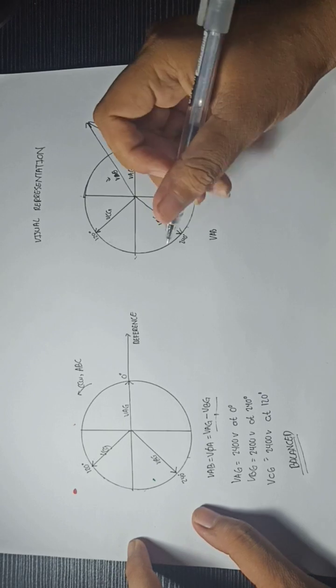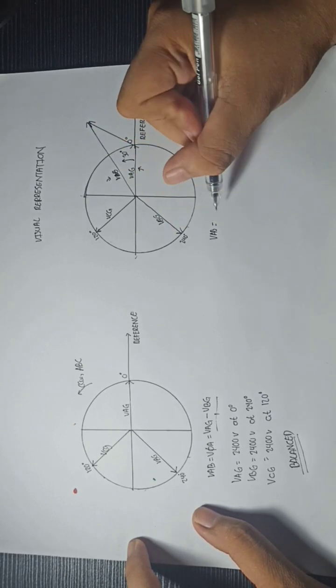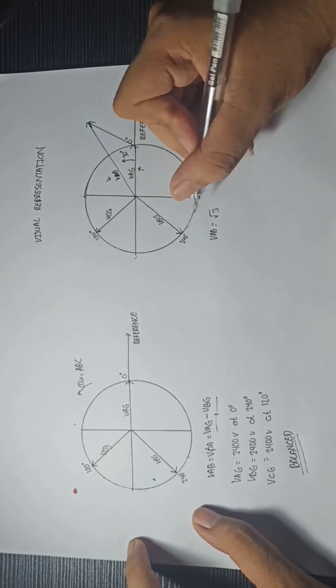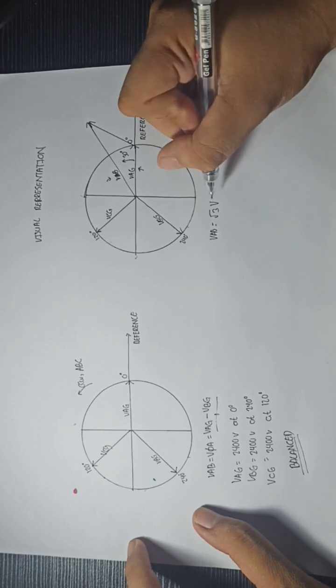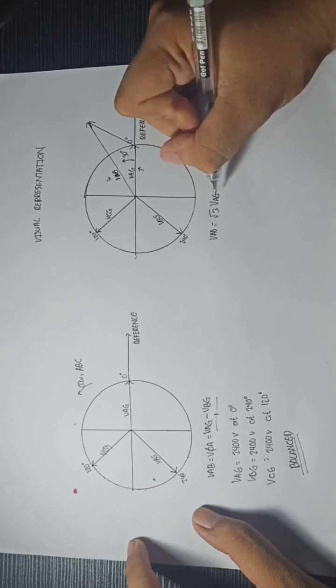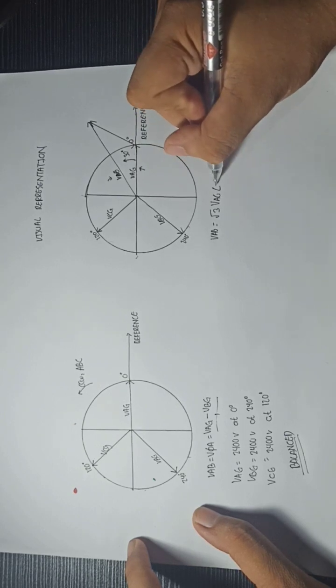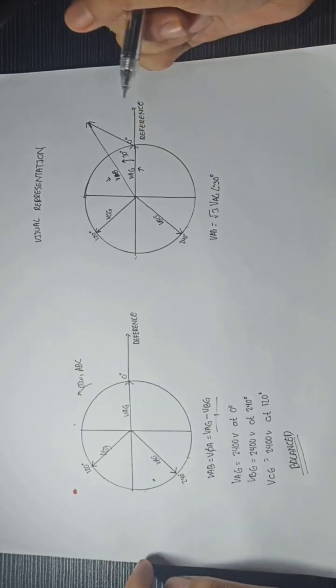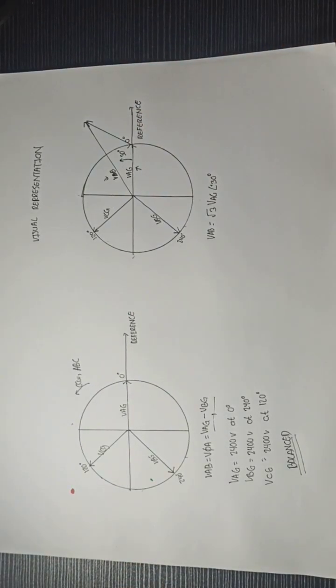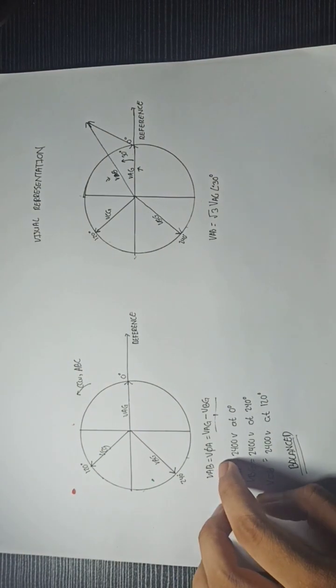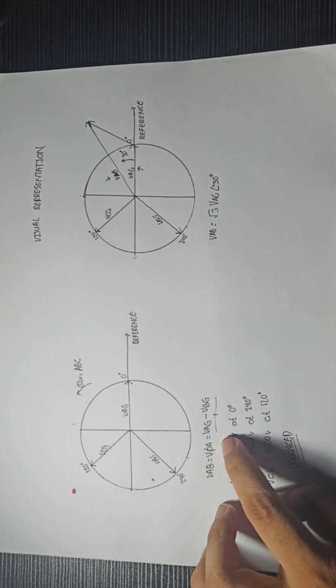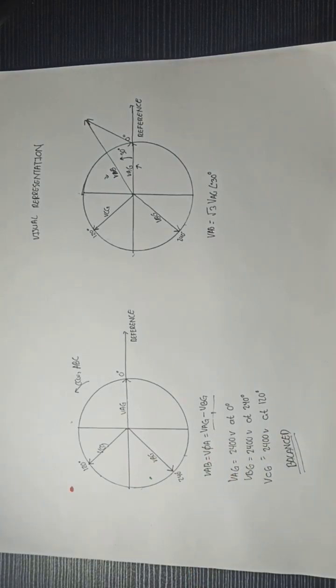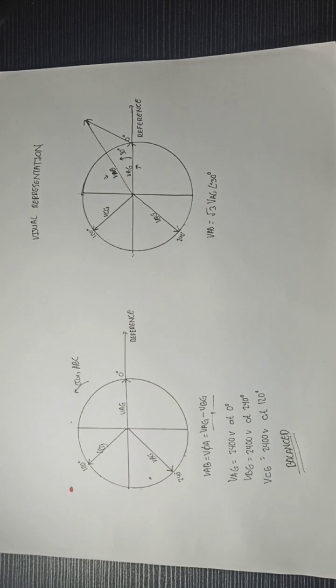Which means that VAB is equal to square root of 3 times VAG and rotated by 30 degrees here. So we are doing this to understand the relationship between VAG and VAB, because that's what's going to help us understand the voltage phasor diagram for the delta connection.